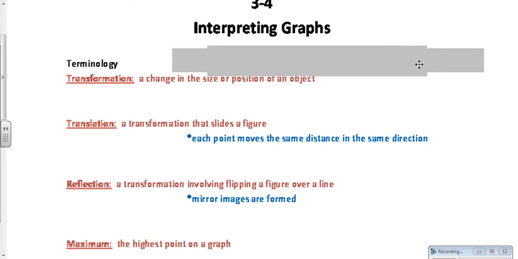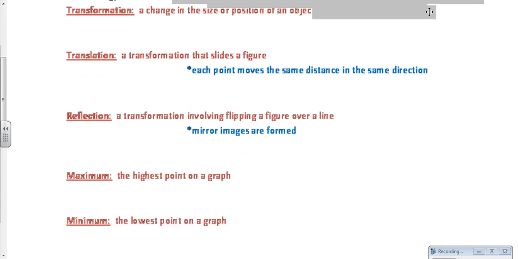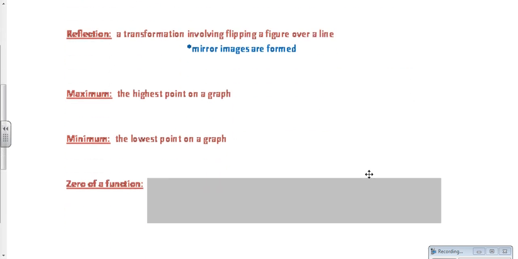A maximum. When you look at a graph, what is its highest point? Especially when it comes to parabolas and things like that. A minimum. The lowest point on a graph. So a max and a min.